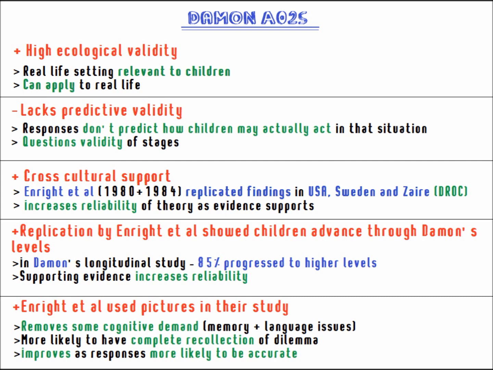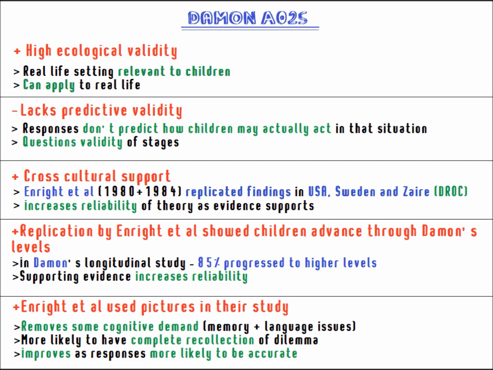Damon has cross-cultural support as Enright et al. replicated the findings in the USA, Sweden and Zaire. This increases the reliability of the theory as the evidence supports it. The replication by Enright et al. shows children advance through Damon's levels, and in Damon's longitudinal study, 85% progressed to higher levels. This supporting evidence increases the reliability. Enright et al.